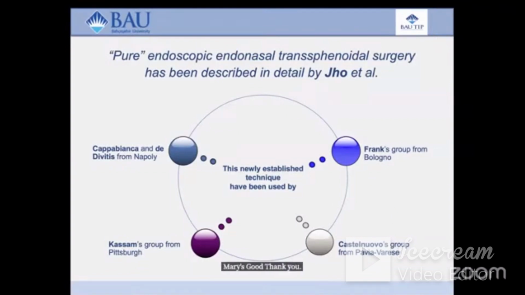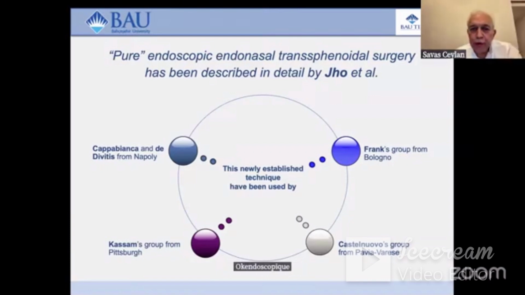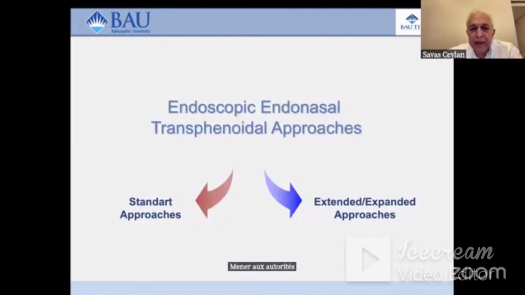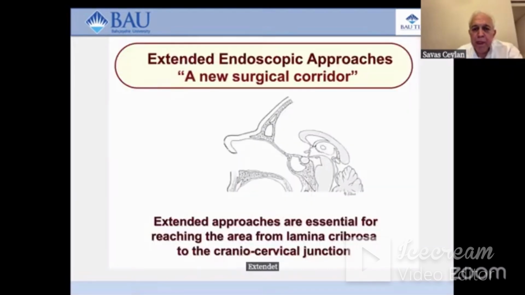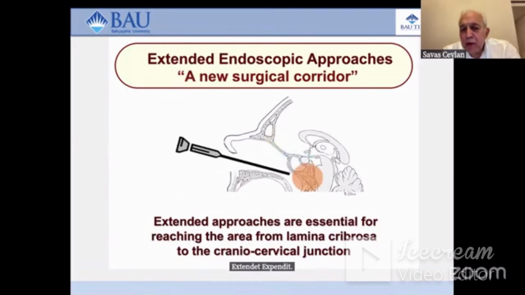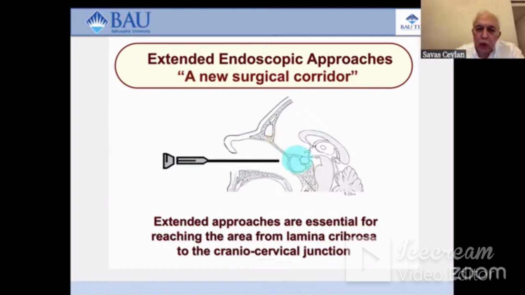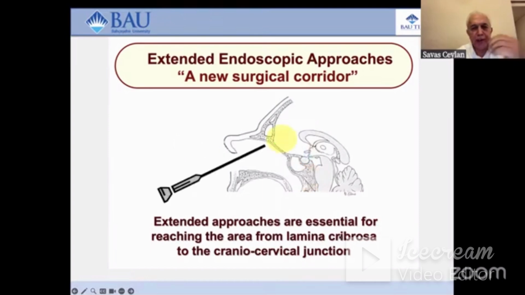The endoscopic transsphenoidal approach was performed for the first time by Jankowski, but the details of this approach were described by Jho et al. This established technique has been used by many authorities from different countries. The endoscopic transsphenoidal approach includes two approaches: standard and extended, expanded approaches. These extended endoscopic approaches have been used to reach from the lamina cribrosa to the craniocervical junction.